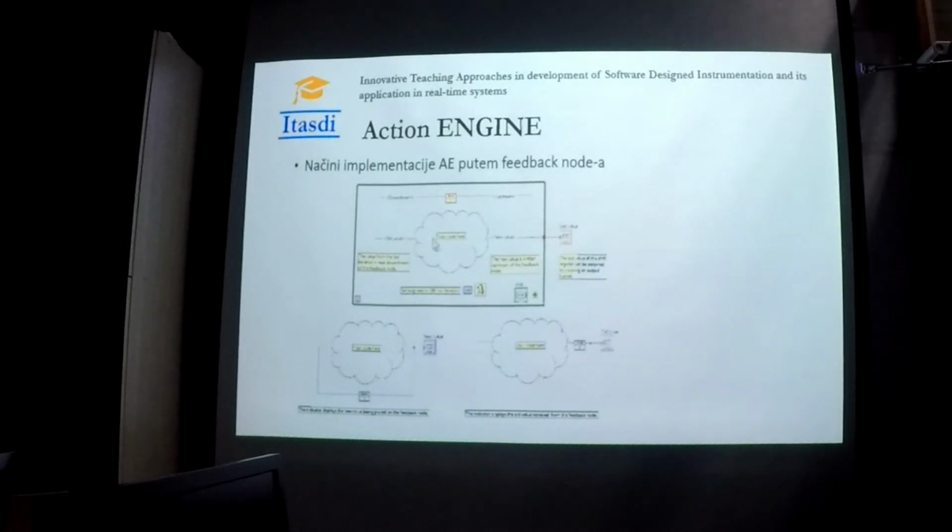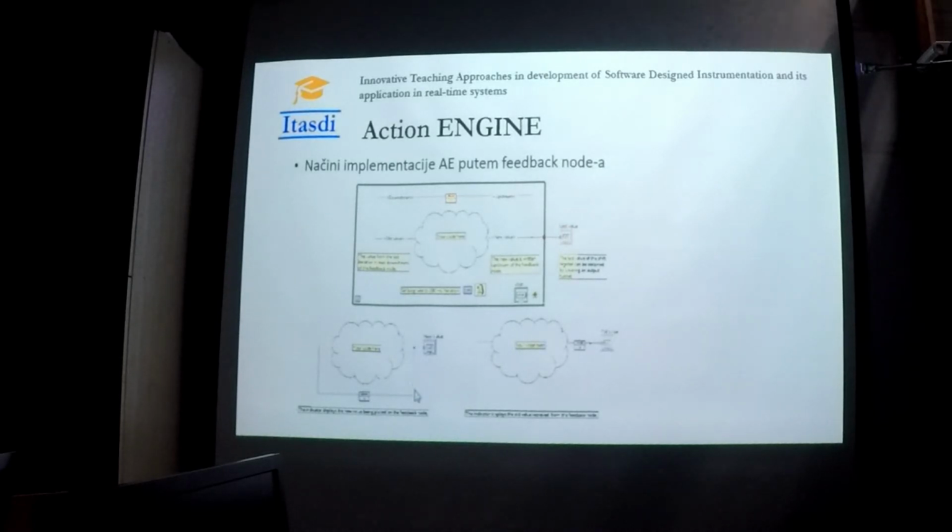So the concept is the same. There are two examples of how this works, and pretty much these examples are similar. It depends where you want to place this feedback node. This particular example shows that the indicator displays the value placed on the feedback node.